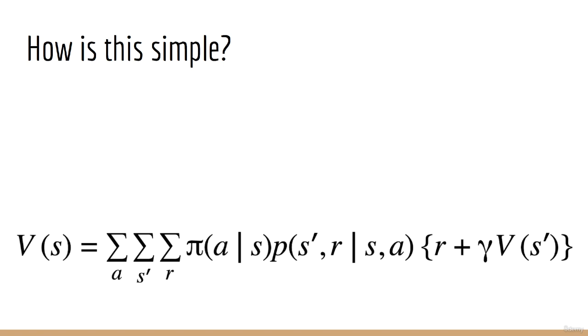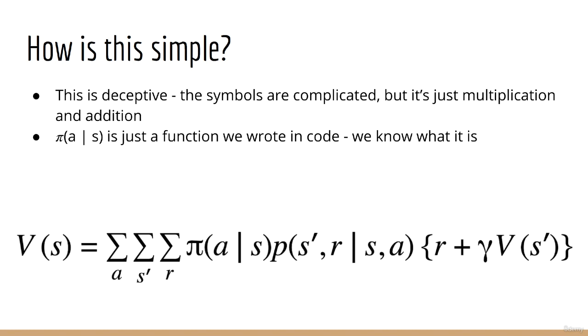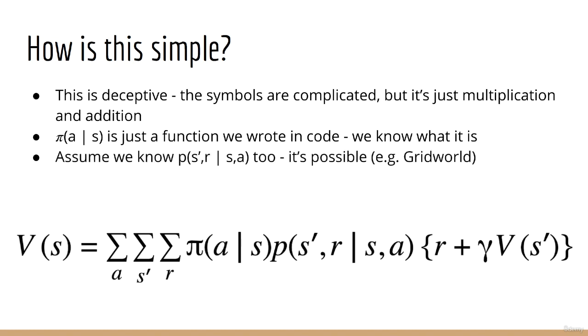As promised, I said that we've arrived at something pretty simple. Let's look at the Bellman equation again. These probabilities are a little deceptive. They have complicated symbols, but they are not complicated. Remember that the policy pi is just a function which we implement in our own code. We know this probability. Therefore, it's not a problem. How about the state transition probability? Let's assume this is known as well. This is entirely possible. Take, for example, the grid world environment. Now, what happens if we know these two probabilities?